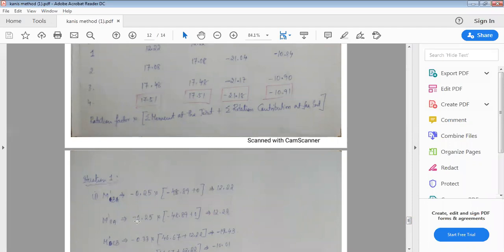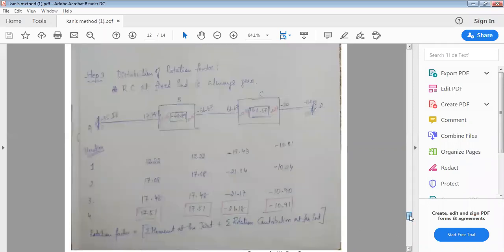Similarly, for BA, it is minus 0.25. You will get the same value because rotation factors are the same for B on either side. So you will get the same value. But for C, rotation factors are different, minus 0.33 and minus 0.17. So you will get different values.